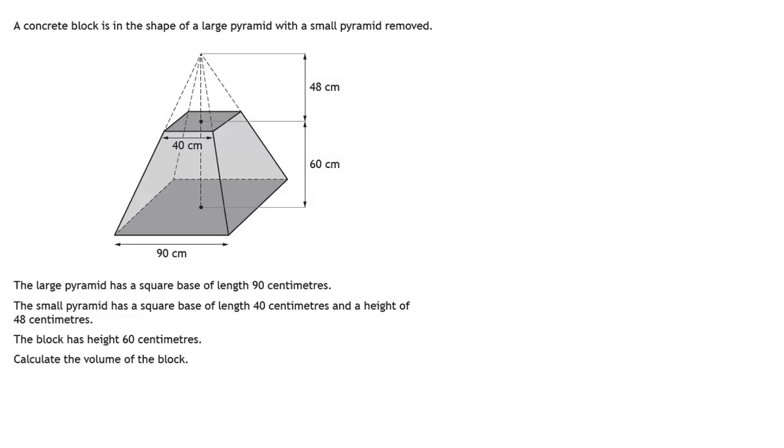What we're working with in this question is composite volumes of shapes and how they come into play with one another. We're told we've got a concrete block. It's in the shape of a large pyramid with a small pyramid removed. What I want to do is calculate the volume of the block that is there. Now we're given all the dimensions that we need for both pyramids. We just need to figure out how to do it.